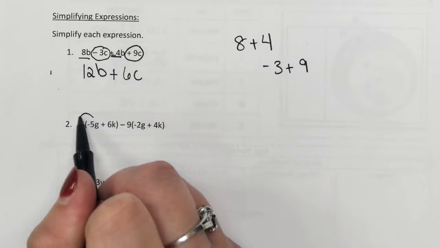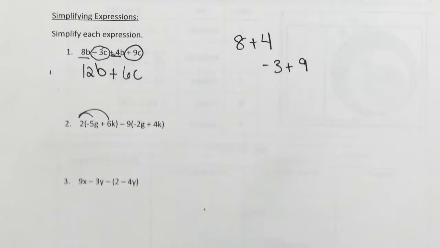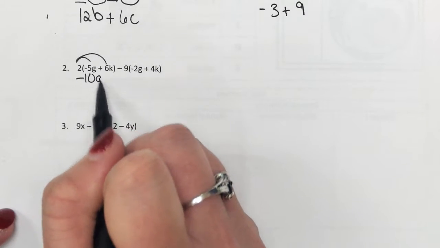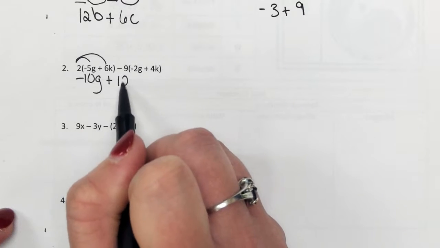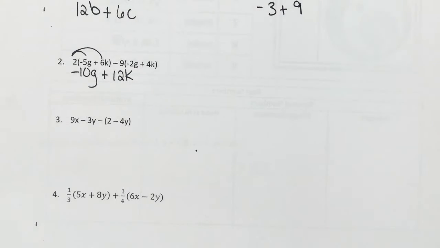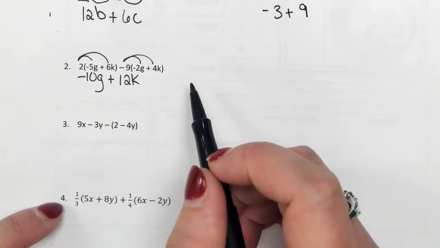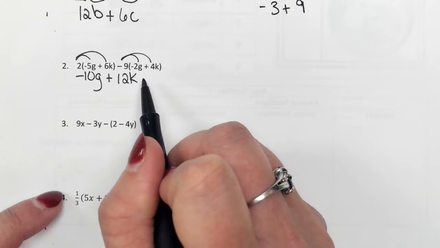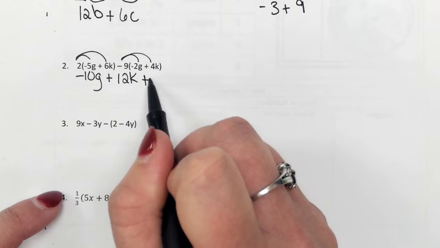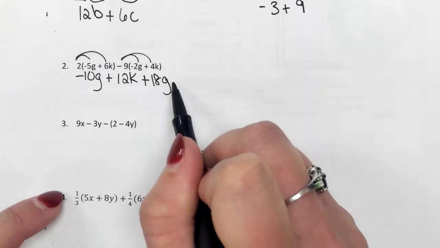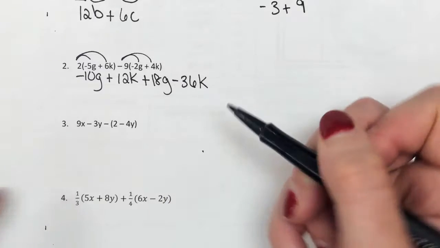All right, Jalen, help me out. Distribute that 2 for me. What did you get? Perfect, Jalen. Very nice. All right, Mallory, can you help me out on the negative 9? What'd you get? Positive 18G minus 36K. Very nice.